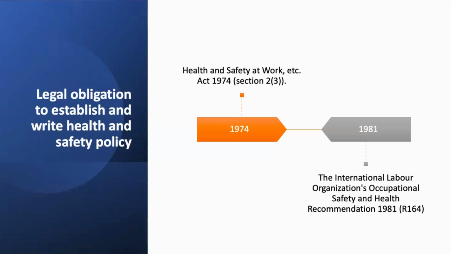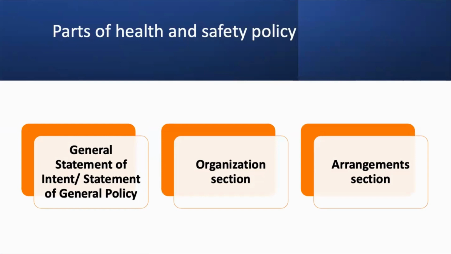A health and safety policy is usually presented in three parts, which are as follows. Number one is the general statement of intent, the statement of general policy. The second part is the organization section, and then the arrangement section is part number three. I will explain each part one by one so that you can understand everything clearly.